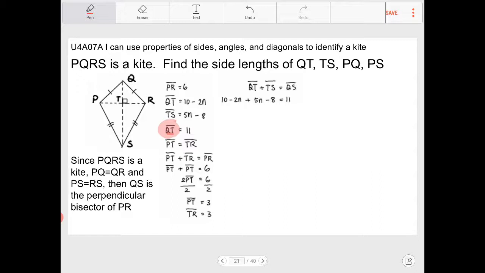If I combine like terms, I will end up with 3n plus 2 is equal to 11. Subtract both sides by 2, divide by 3, I will end up with n is equal to 3. So since n is equal to 3, I can then go back and figure out what QT and TS are. QT will end up being 4, and TS will end up being 7.